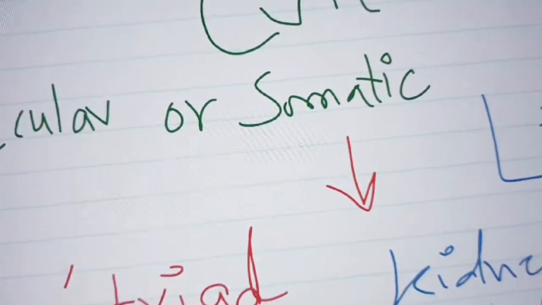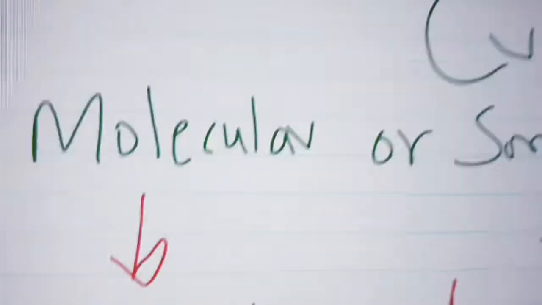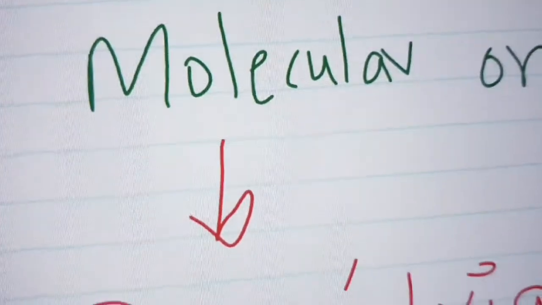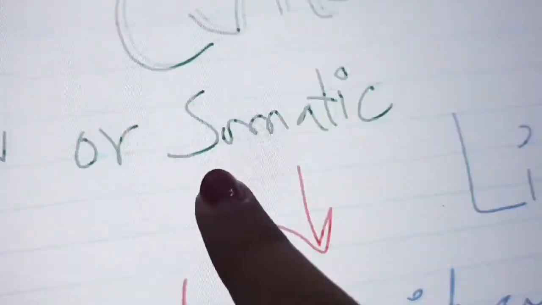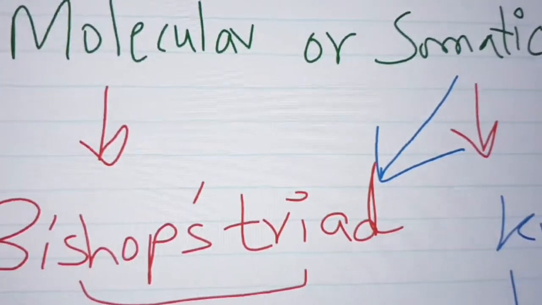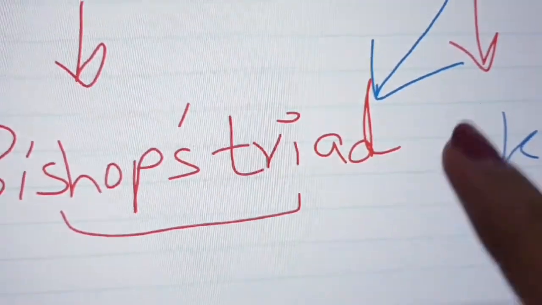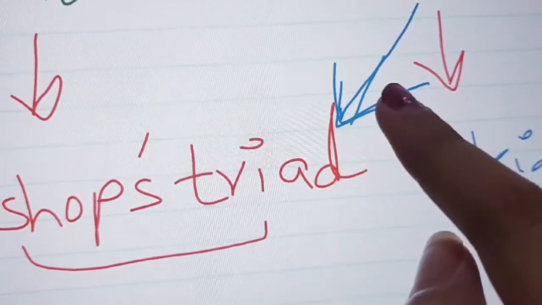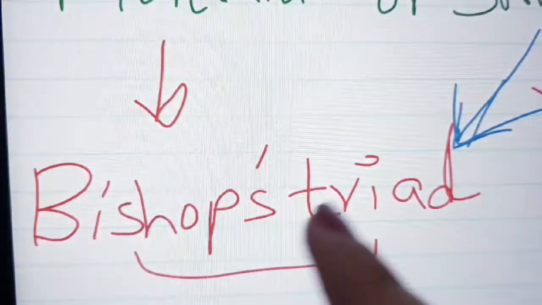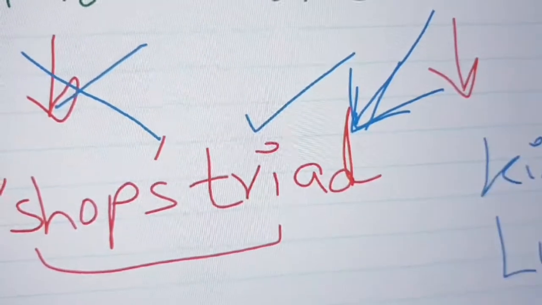For somatic death, here it's written completely wrong. Let me correct it for you. How do we describe somatic death? We do not describe somatic death like that, but we describe somatic death in terms of the bishop's tripod, and molecular death is not described in this way. So this is the correct way.